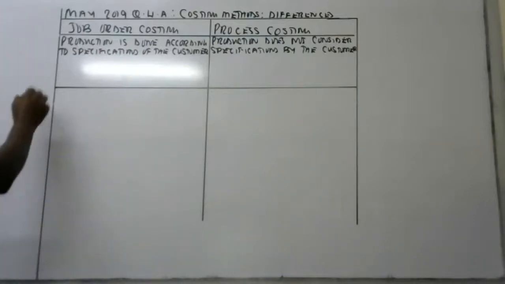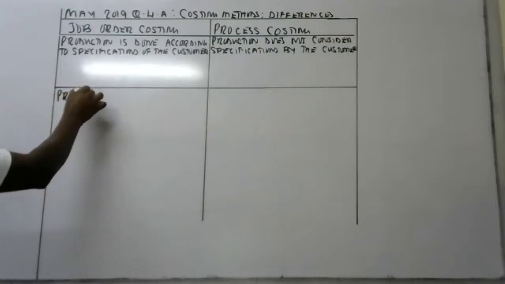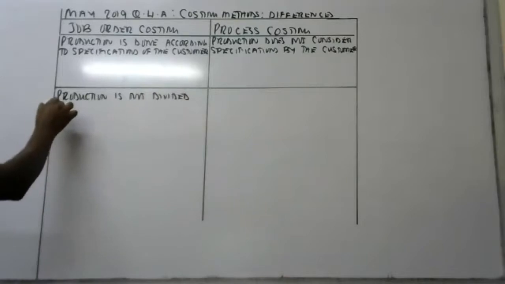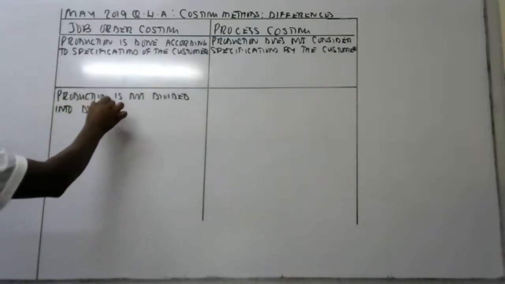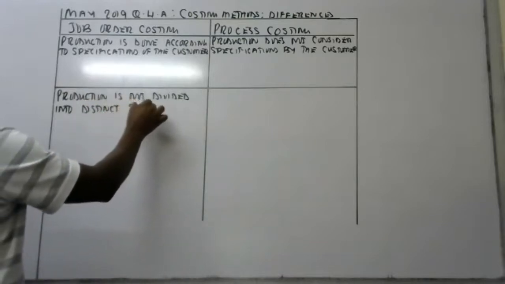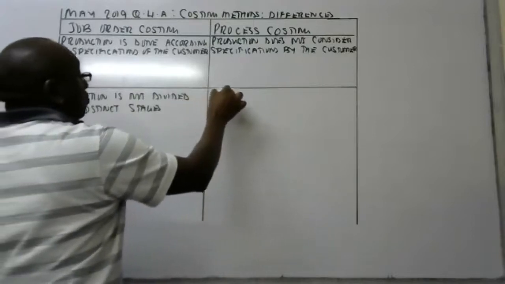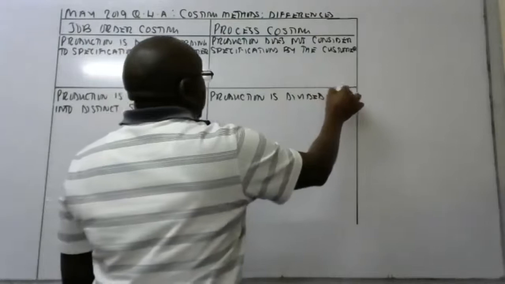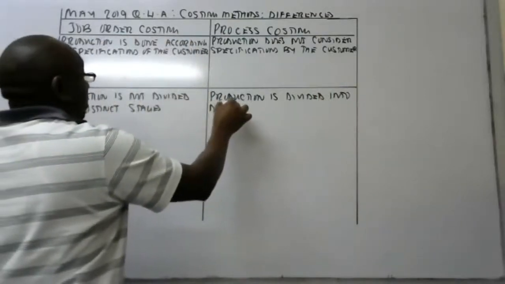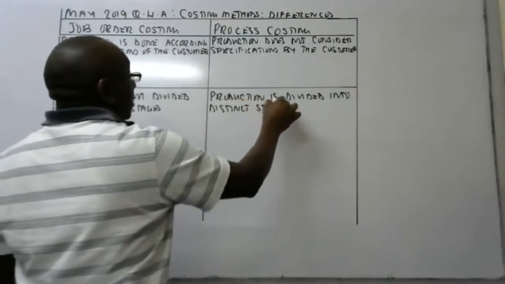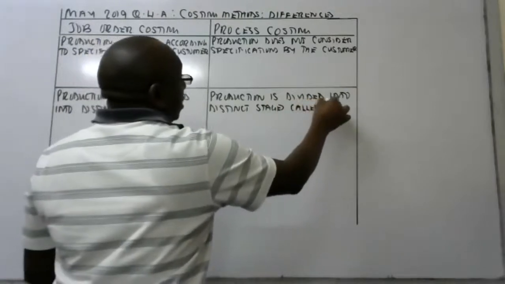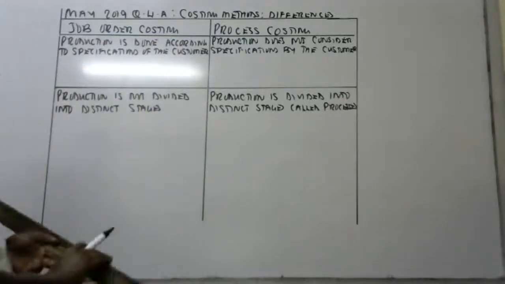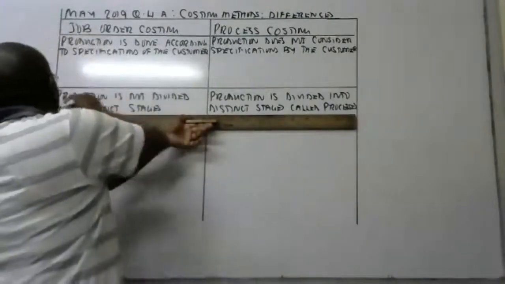The second one is that production is not divided into distinct stages. But here, production is divided into distinct stages called processes. There are specific stages of production, and we normally refer to them as processes.